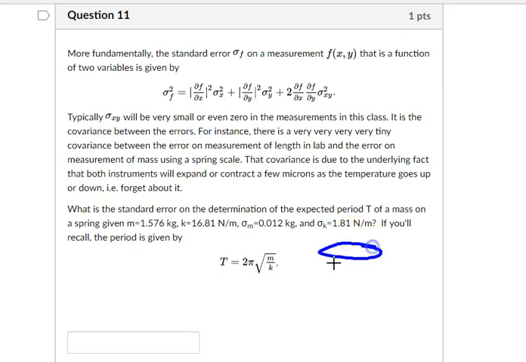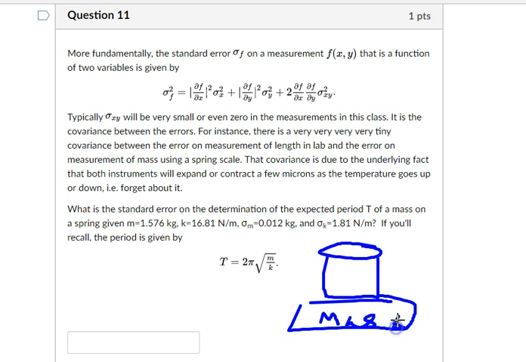All right, so I've got a beaker, and this beaker is sitting on a scale. So I'm going to measure its mass, right? And I'm going to look at the height of the liquid in the beaker, and I'm going to measure the height. Well, I've got an error on my height, and I've got an error on my mass.